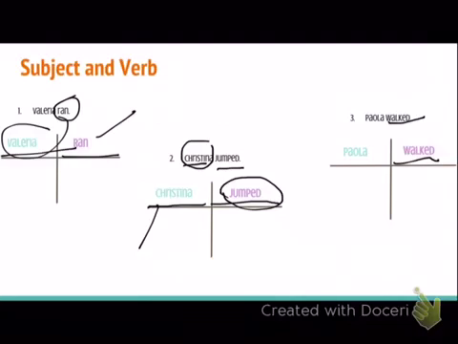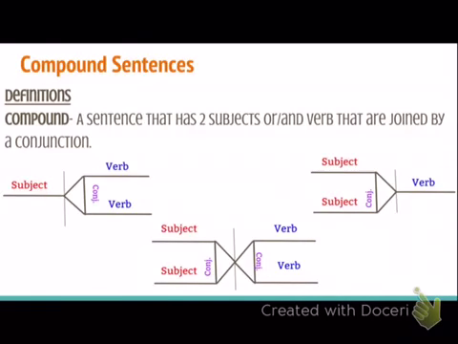And then who walked? Who did the action? Who walked? Well, it's Paola. So we're going to write Paola right here because left is subject, right is verb. Now we're going to do compound sentences. We're going to diagram compound sentences.